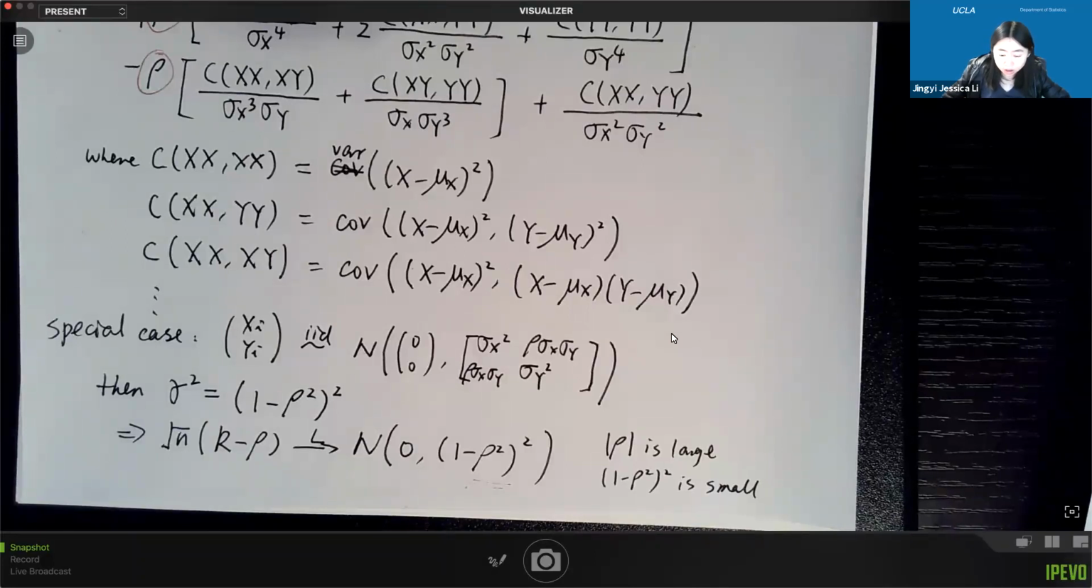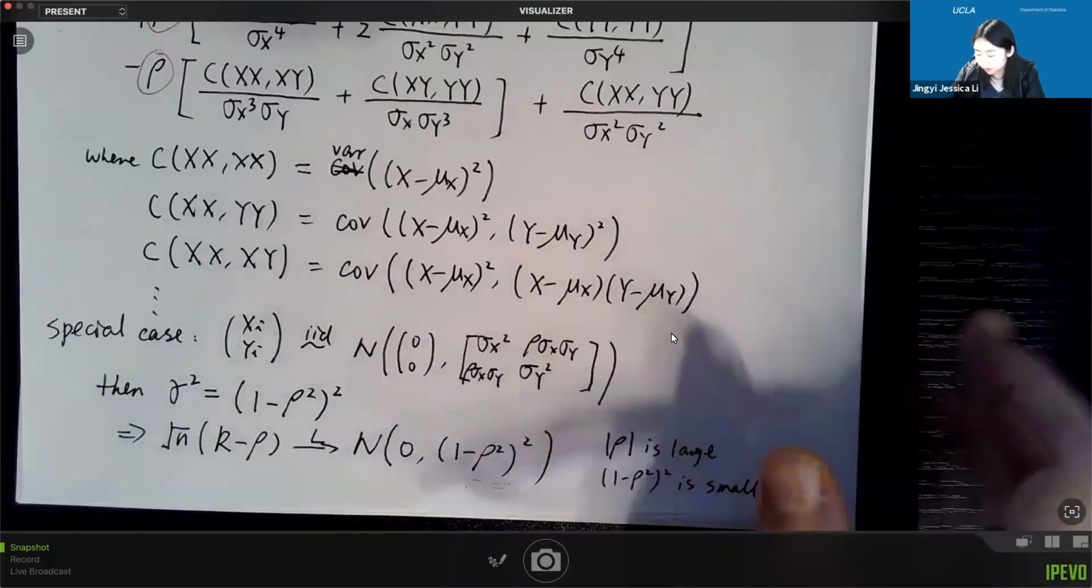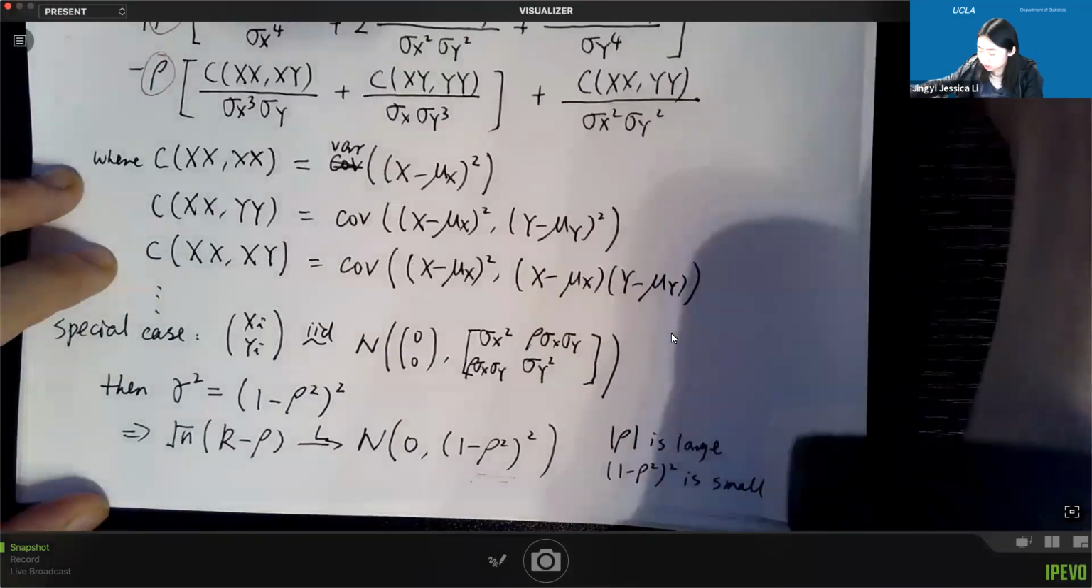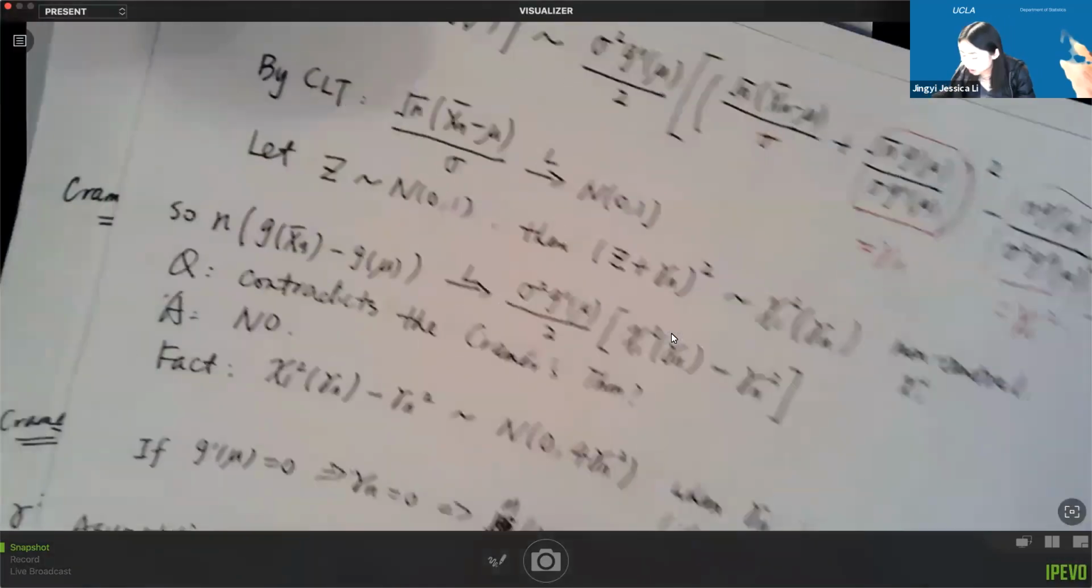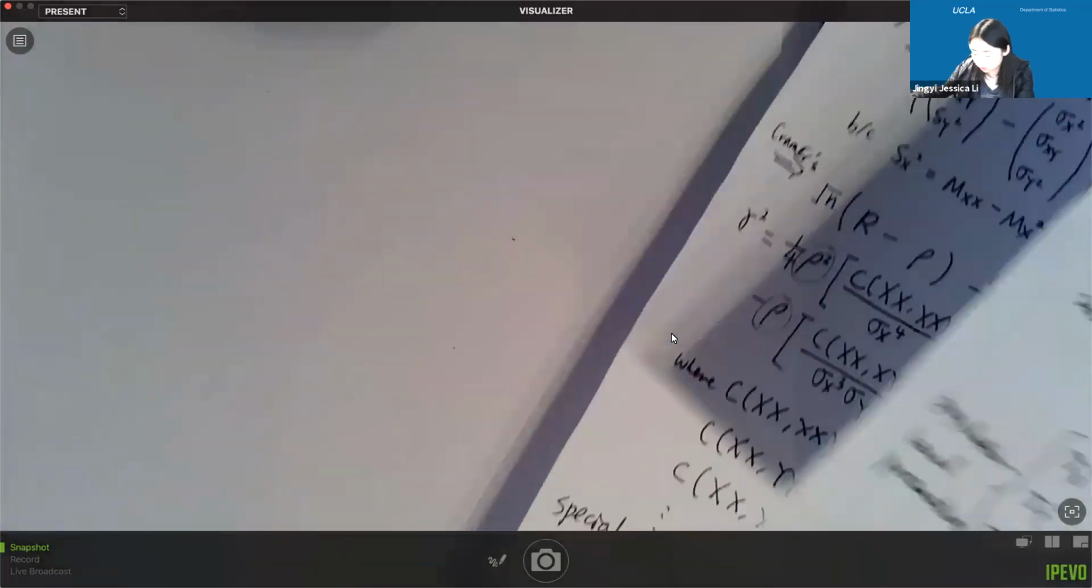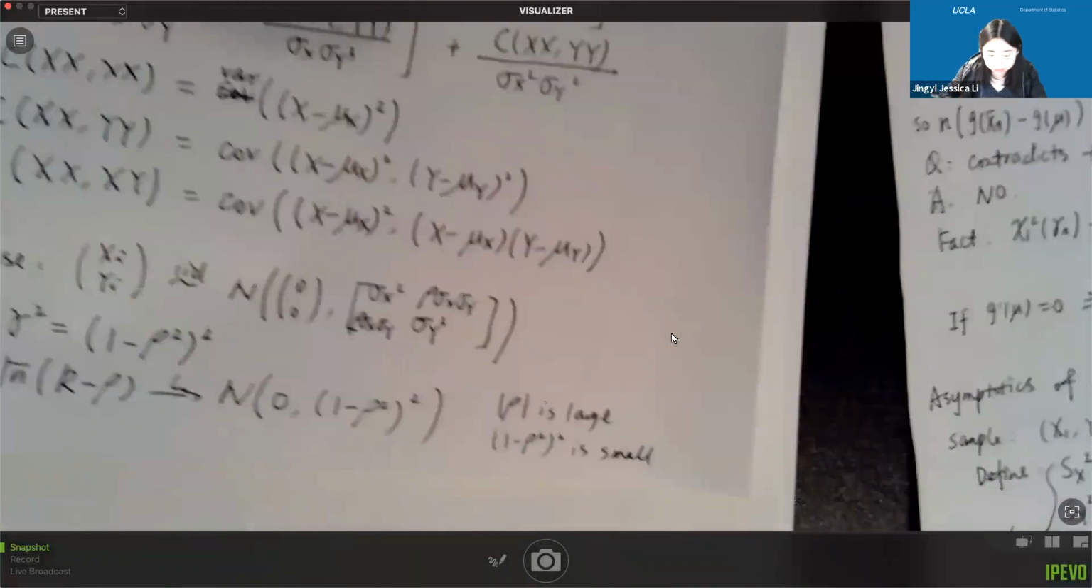Okay, so that's all I want to say about the sample correlation part. Now let's move on to discuss some interesting applications of the asymptotics. How are we going to apply it? The first thing I'm going to say is that we often involve some unknown parameters in the use of it, right?